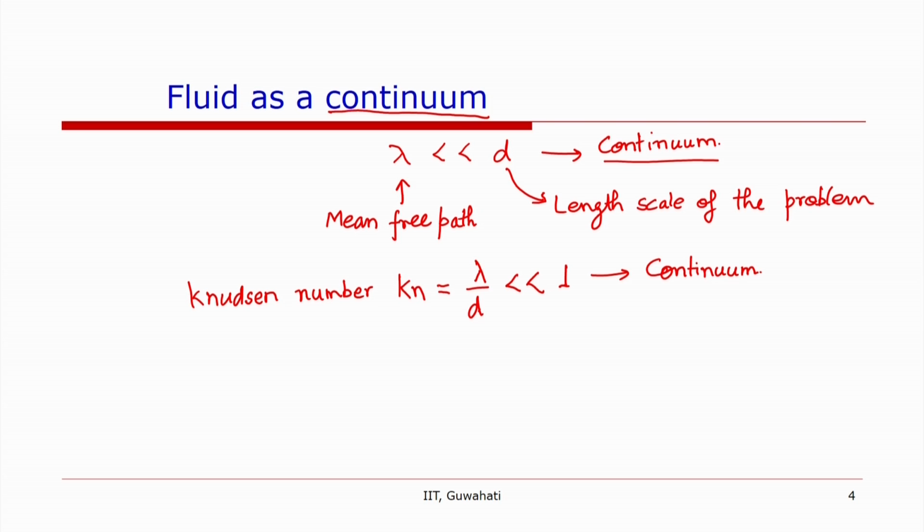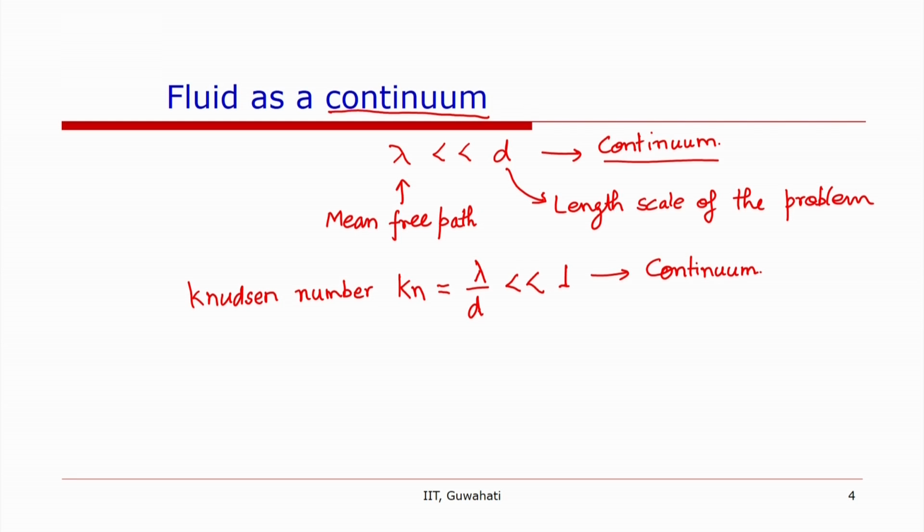So for all the discussion that we will have in this course, we can assume the fluid to be a continuum, because the mean free path is of the order of a few nanometers, and the smallest scale that we will be talking about is of the order of a few microns. So we can safely consider the fluid to be a continuum, or the blood to be a continuum.